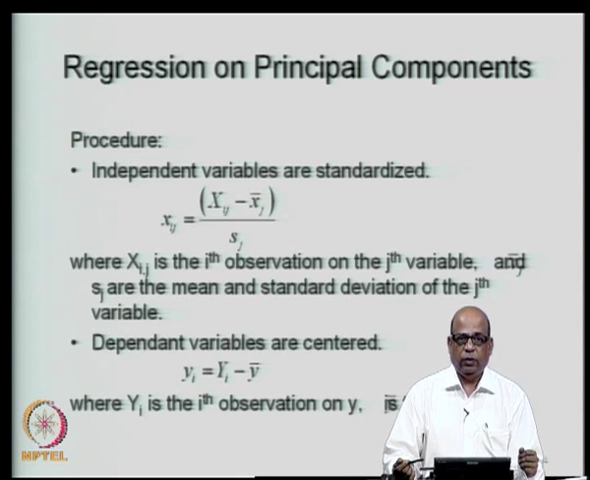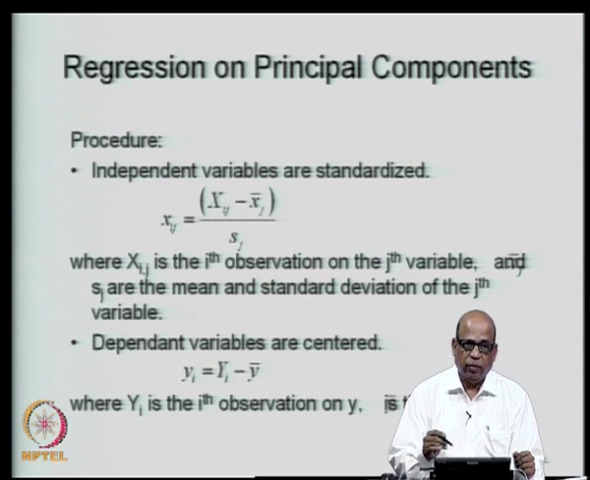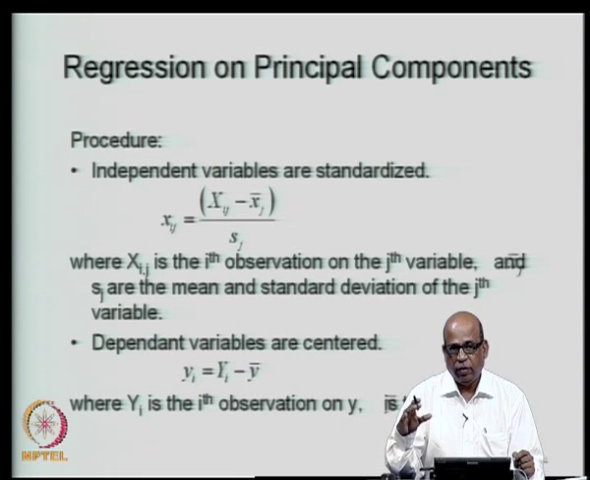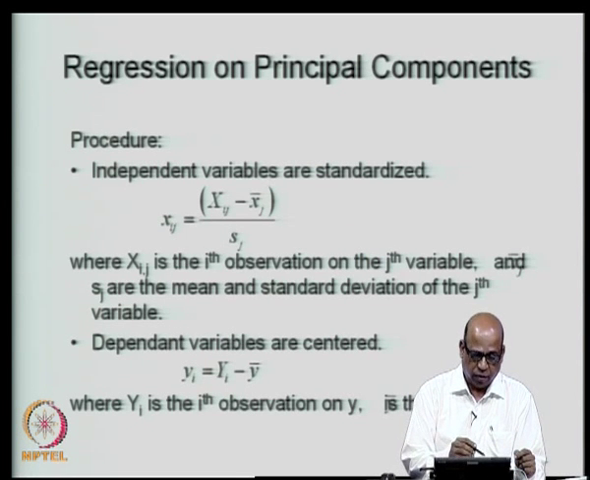What do we do in this? There are p variables, p independent variables here, and for each of the p variables you have a number of values available with you. For example, i is the ith observation of the jth variable. So, you may have several variables, j is equal to 1 to p.